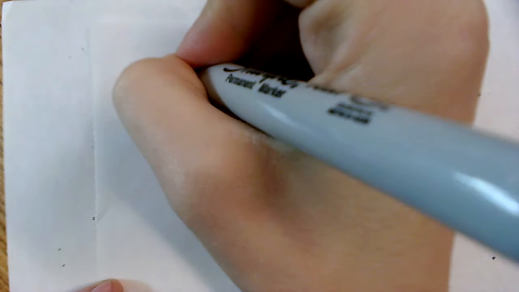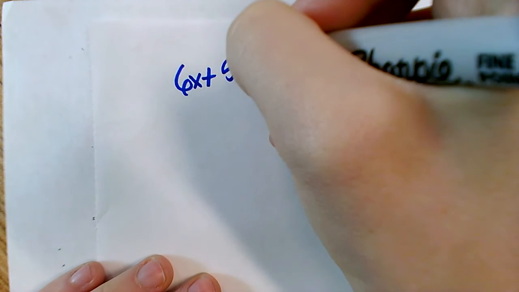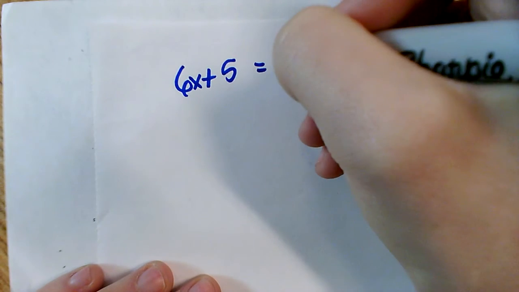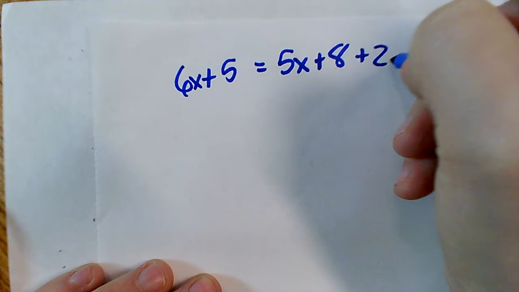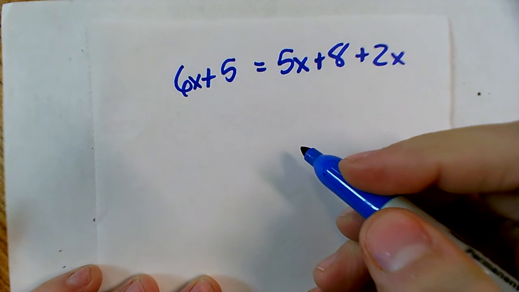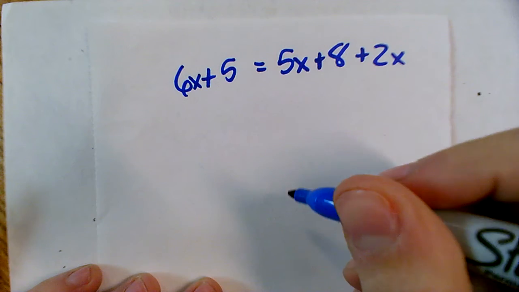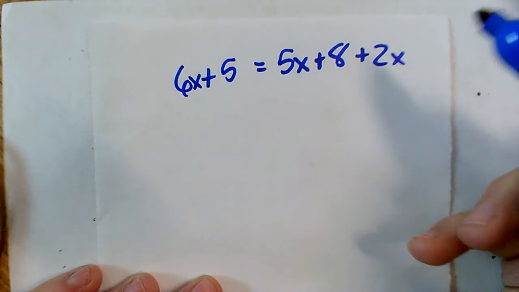Is negative 5 a solution to this equation? 6x plus 5 equals 5x plus 8 plus 2x. So what we have to do to figure out if negative 5 is a solution is we have to plug negative 5 into every single x.